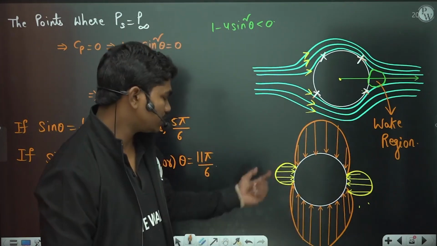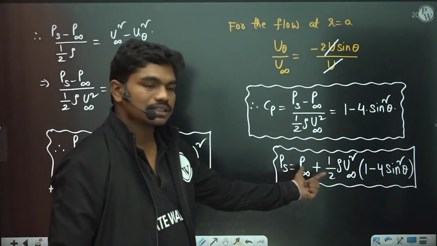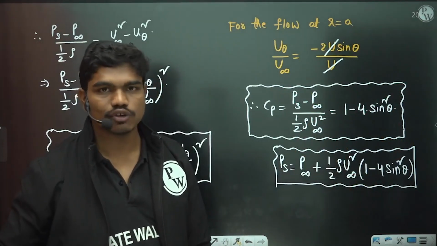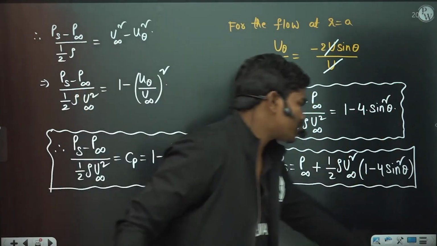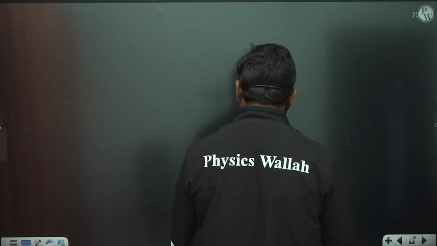So in such a case, looking at this pressure distribution, will there be any lift that gets generated? Now you have the expression for the pressure variation, PS. No, practically there won't be any lift on a stationary cylinder. If you try to calculate, the lift is actually 0. I will show you how this happens.